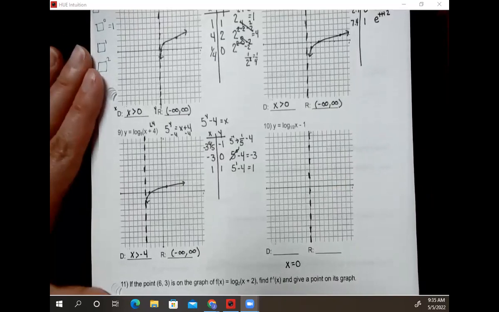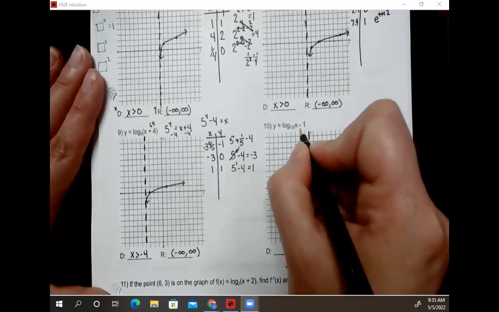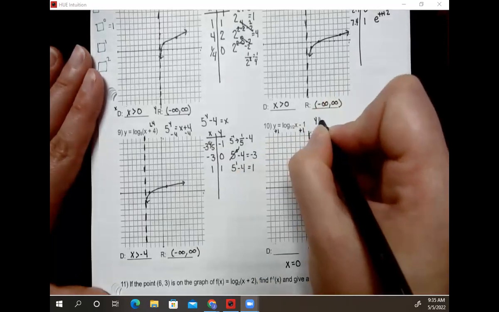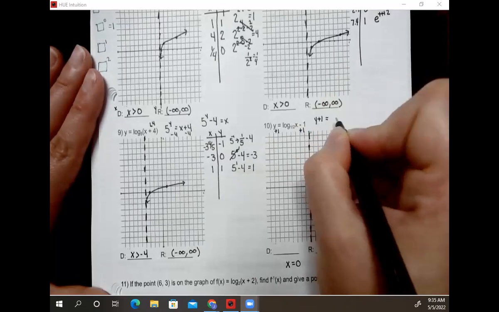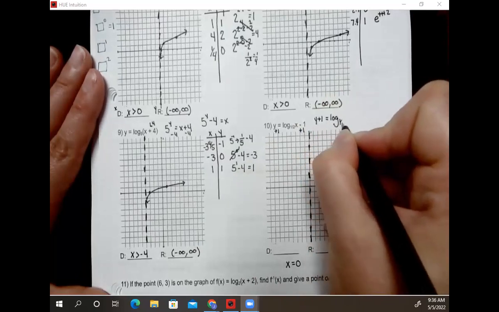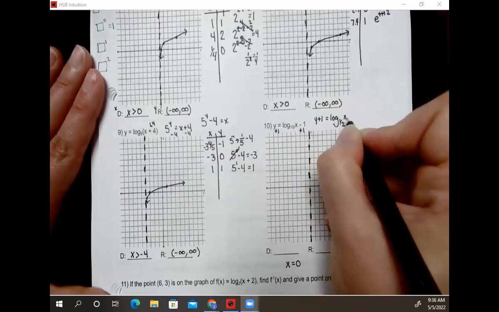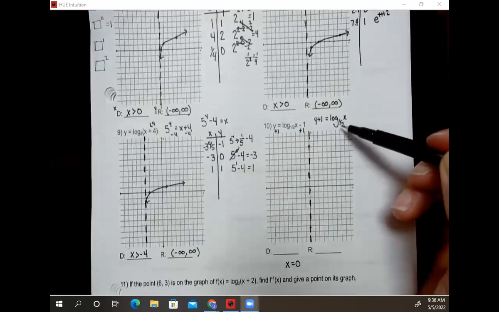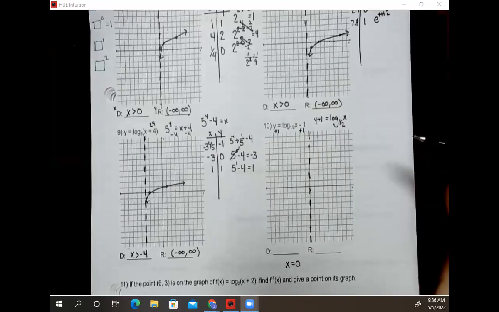And now I want to rearrange this so that I've got my exponential form. So I'm going to start by moving this 1 to the other side. I want the log by itself before I change forms. So I get y plus 1 equals log base 1/2 of x. We did see in our notes this special property about if the base of our log is a fraction, we could rewrite this as negative something.